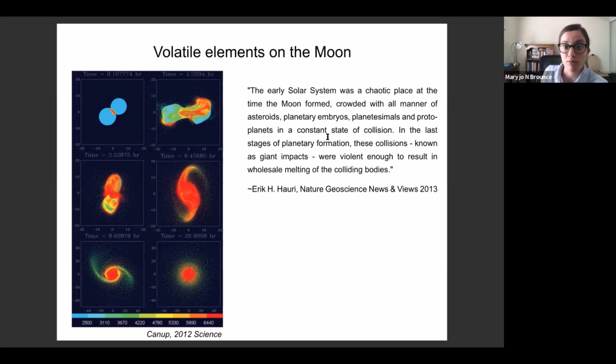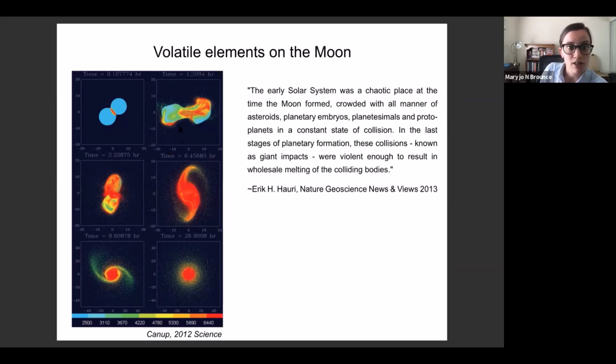And I have a quote here from Eric Howry describing the early solar system as a chaotic place at the time that the moon formed, crowded with all manner of asteroids and embryos in a constant state of collision. And in the early stages of planetary formation, these collisions, known as giant impacts, were violent enough to result in wholesale melting of colliding bodies. And that statement is supported by work from Robin Canup, who simulates what these large planetary collisions would look like. And you're seeing an example of the giant impact that could have formed the moon.